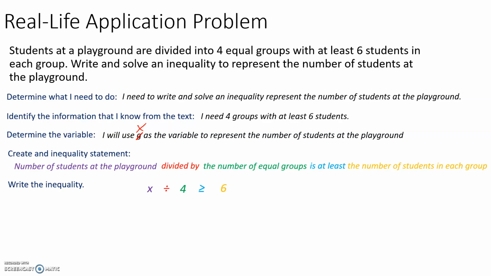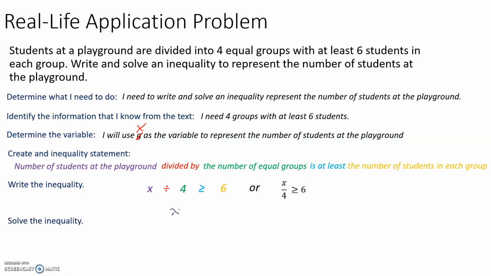All right, that's my inequality. And I'm going to make it into a more algebra-friendly inequality: X divided by 4 is greater than or equal to 6. And now I'm going to solve it. I'm going to solve it over to the side because I don't think my answer is going to fit there. So I'm going to solve it up here. It's going to be kind of tight.